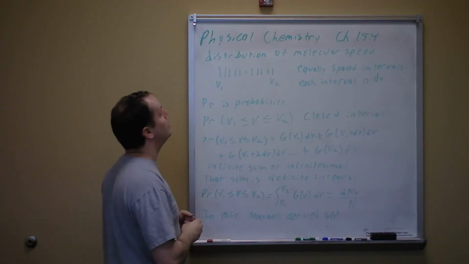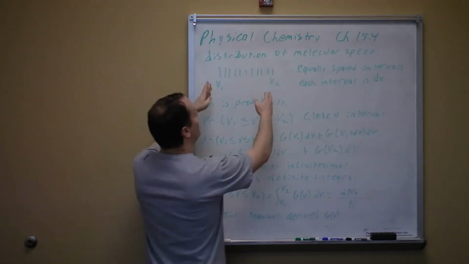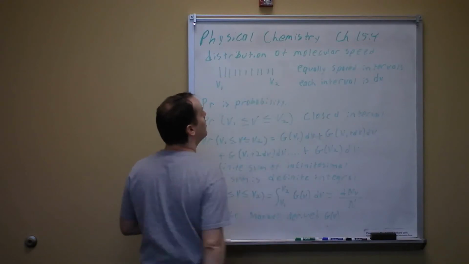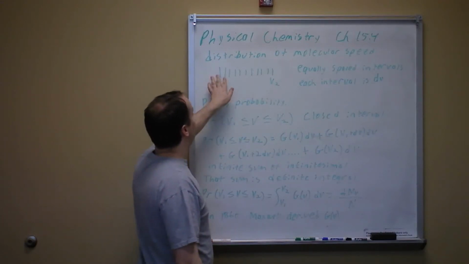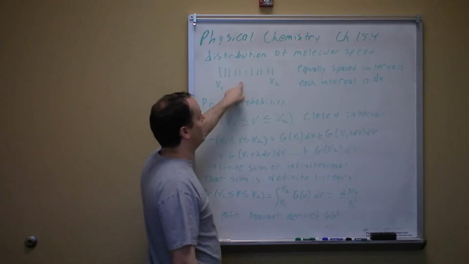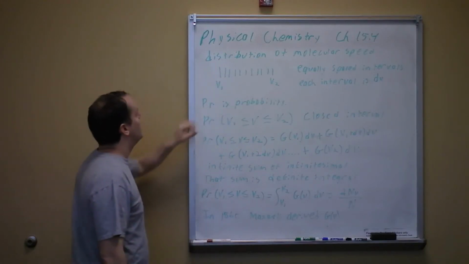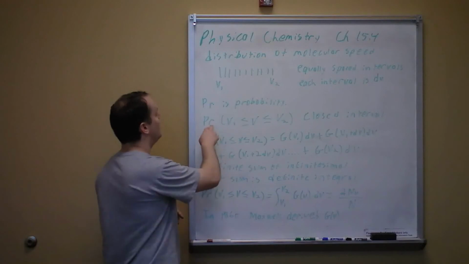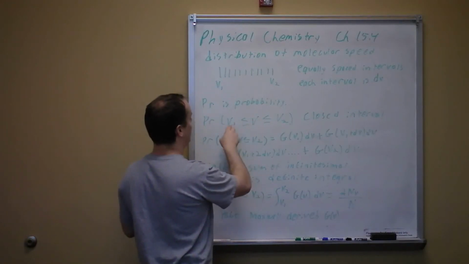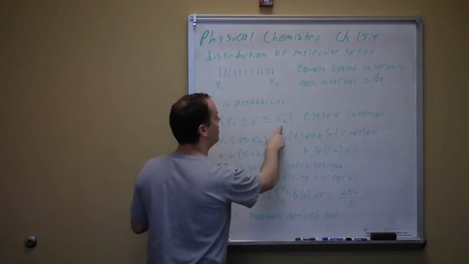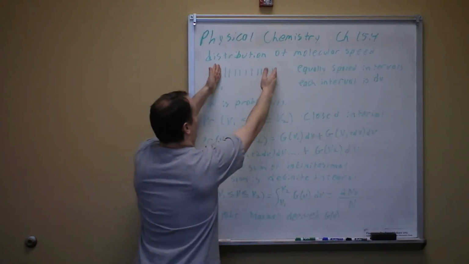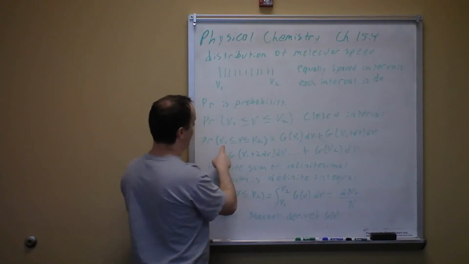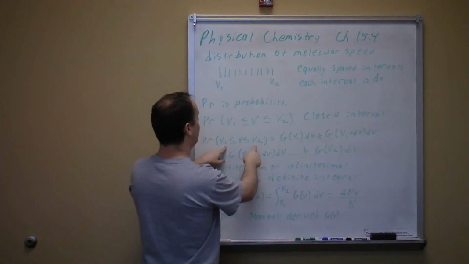Continuing on, distribution of molecular speed. So this is the interval we're interested in, from speed 1 to speed 2. And we've divided it into these equally spaced intervals. So if these are infinitely small, each one of these intervals is the differential of speed, dv. Now we're going to use capital P lowercase r for probability for now, so that what we're trying to find is the probability that the speed that we're interested in is between v1 and v2. And this is a closed interval. It's the whole thing here. So what we're really trying to find then is the probability that the speed is between v1 and v2.